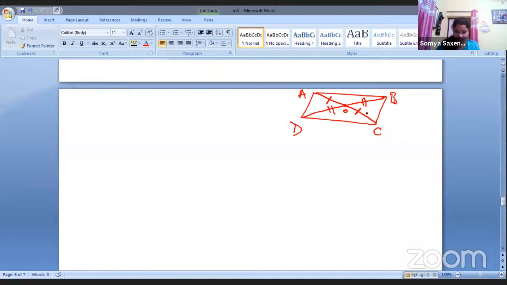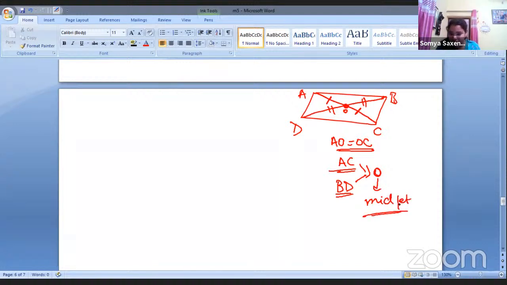AO, OC, DO, OB. So this is an important property of parallelogram, which we read in our smaller classes, that its diagonals intersect at such a point that the line segments are cut into exactly two equal parts. What we can derive from here is that AO is equal to OC. That means O is the midpoint of AC. Similarly, of BD as well.